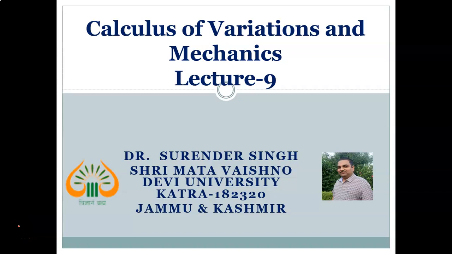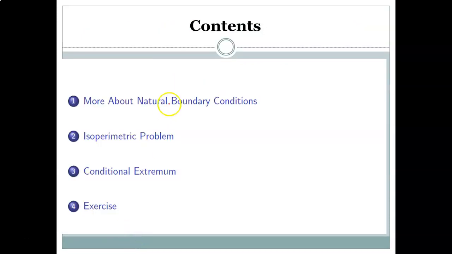Hello students, in the ninth lecture on calculus of variations in mechanics, we are focusing on three main things. One is we have already discussed natural boundary conditions, but here in this particular lecture we are discussing a few more examples regarding natural boundary conditions, and then the isoperimetric problem. What is this isoperimetric problem and how can it be generalized? Actually, it is generalized to the conditional extremum problem, and then certain unsolved exercises are given for your practice.